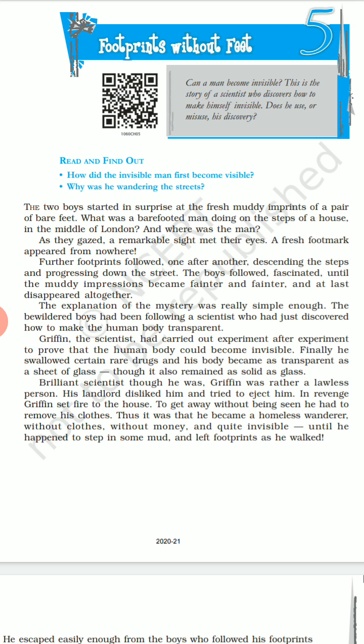Okay, now let us see. Griffin, the scientist, had carried out experiment after experiment to prove that the human body would become invisible. Finally, he swallowed certain rare drugs and his body became as transparent as a sheet of glass, though it also remained as solid as glass. So the muddy impressions belong to Griffin. The name of the scientist is Griffin. Keep it in your mind, okay? So Griffin, the scientist, had carried out experiment after experiment, which means again and again, in order to prove that the human body could become invisible.